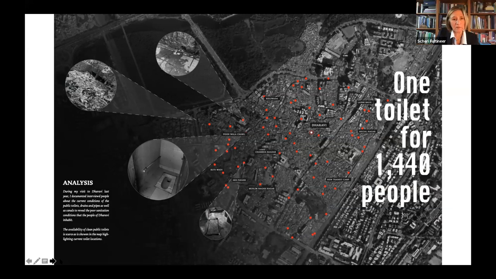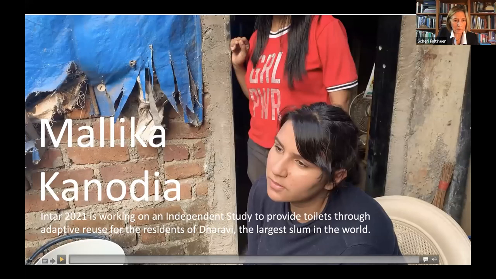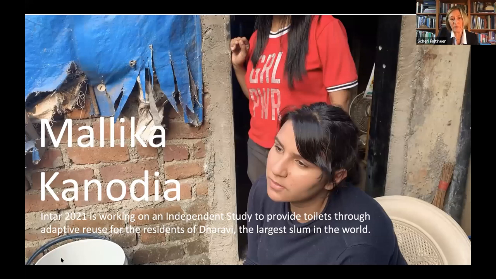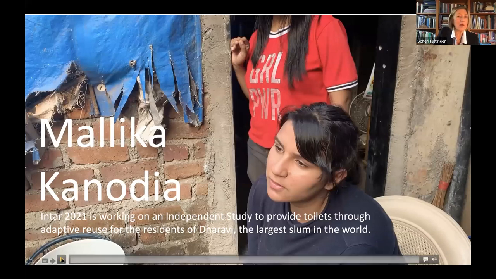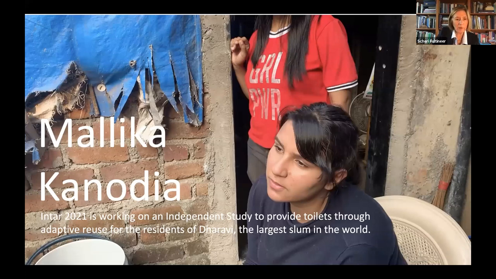This was the student who had gone to the site and began doing a series of interviews with residents. Dharavi is one of the largest informal settlements, also sometimes referred to as slums, where the lack of toilets, the lack of hygiene infrastructure is both a public health, but also a public safety issue.